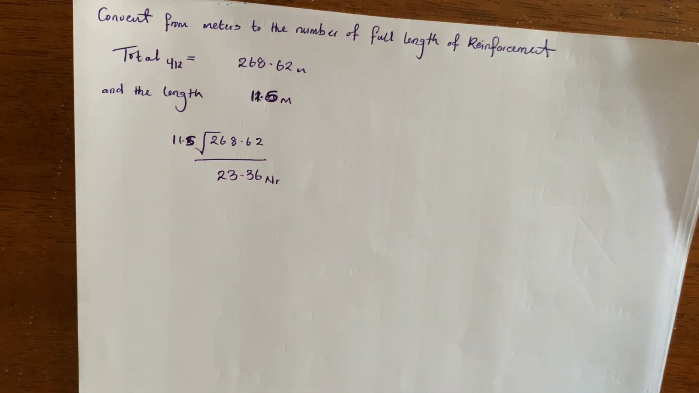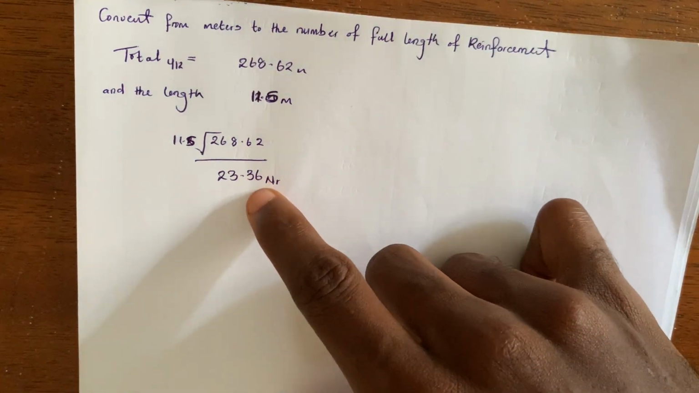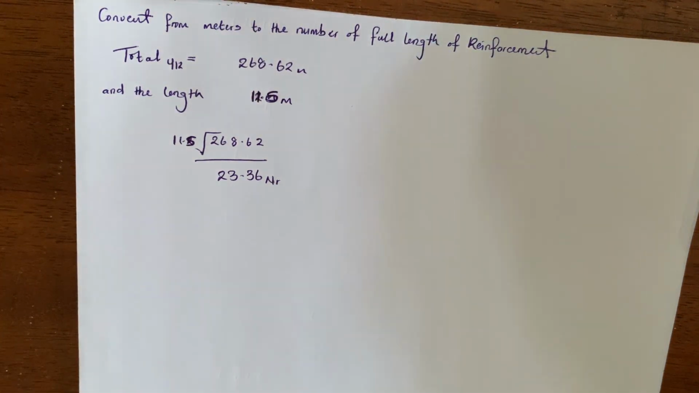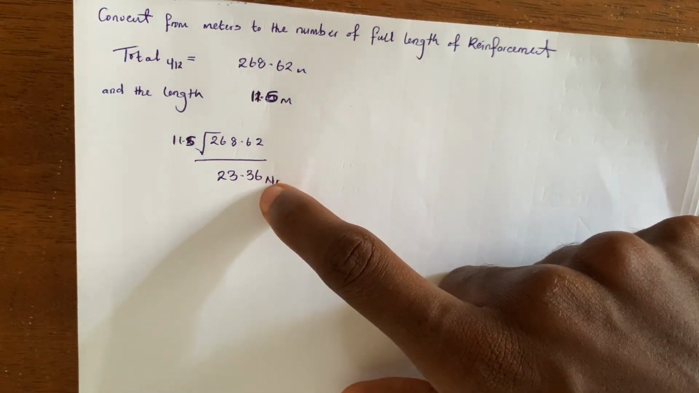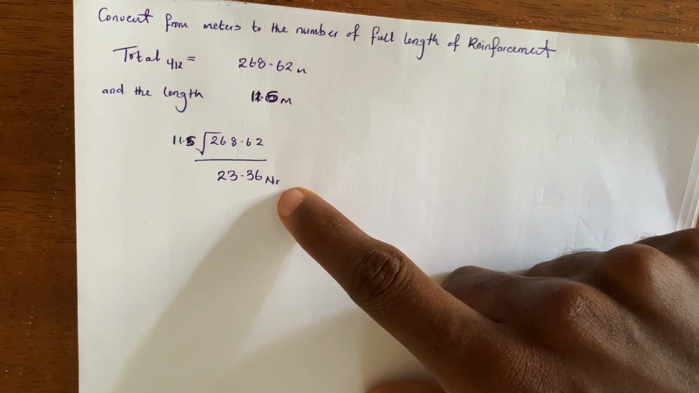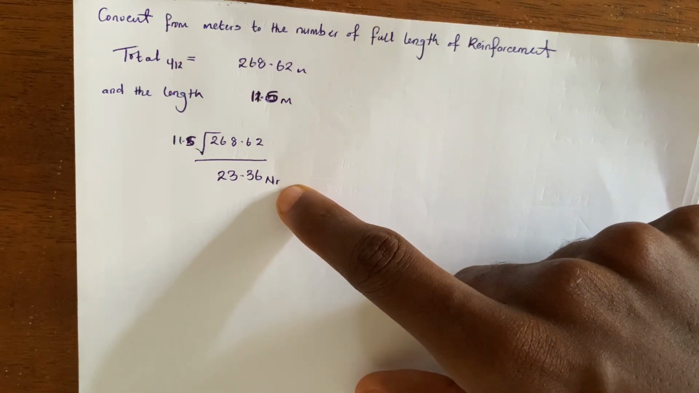So maybe when you go to the market now, they might be selling per length. They might be selling one full length of reinforcement for let's say 12,000 naira or 15,000 naira. So if one length is 15,000 naira, then you multiply 23.36 by 15,000 naira, and that will give you the total amount you will be paying for 23.36 lengths of reinforcement. I hope you get the logic.